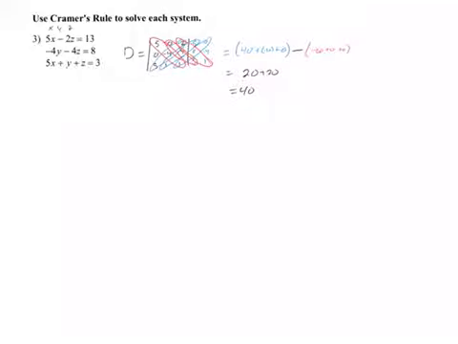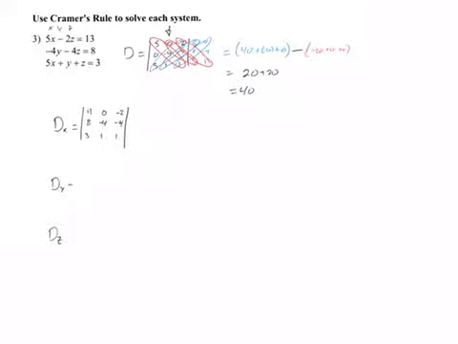So now I need to find my D sub x, my D sub y, my D sub z. Remember, that means my x column. So it's going to look pretty similar to this one, right? Except I'm going to be replacing different columns. So this is going to be 13, 8, 3, 0, negative 4, 1, negative 2, negative 4, 1.